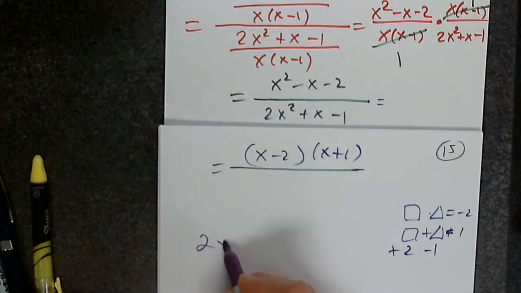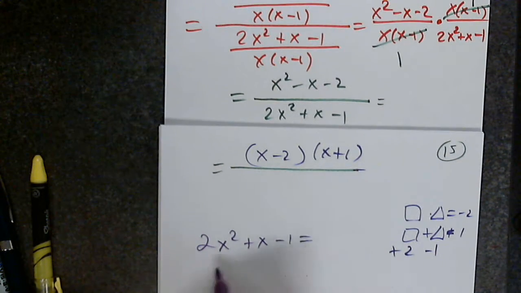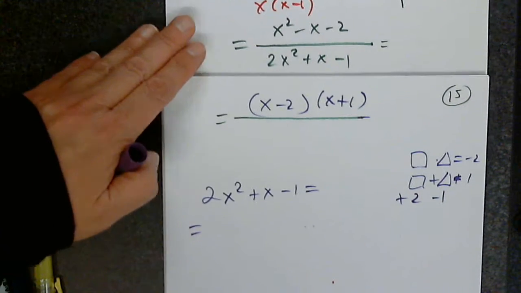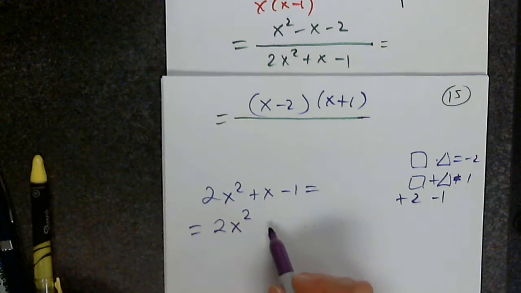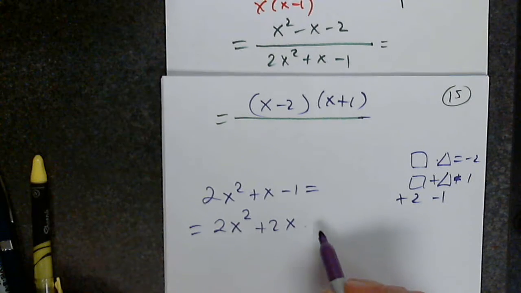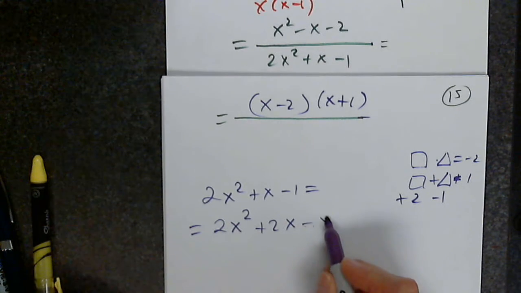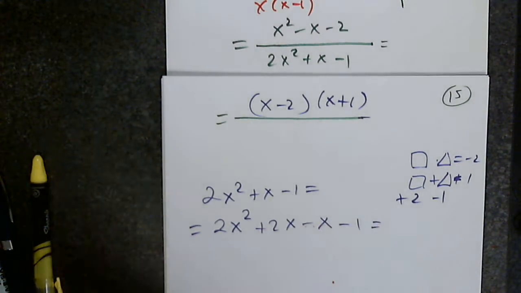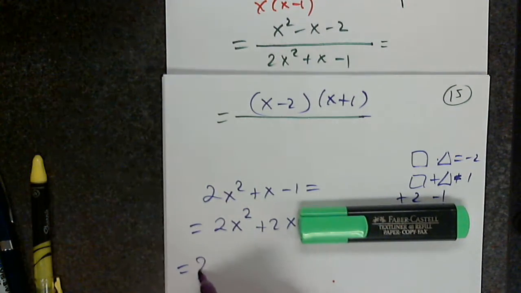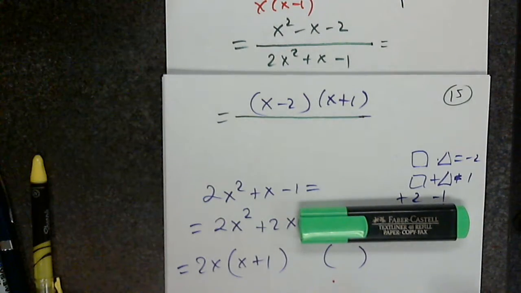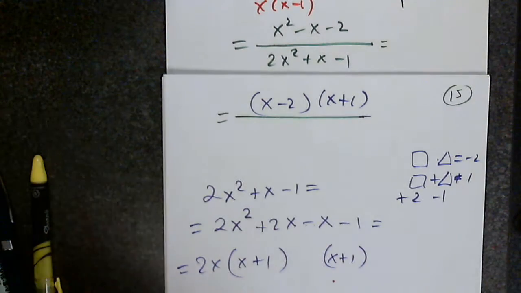So then I have 2x squared plus x minus 1 changes into 2x squared plus 2x minus x minus 1. Good. Then 2x times (x plus 1) minus 1 times (x plus 1).